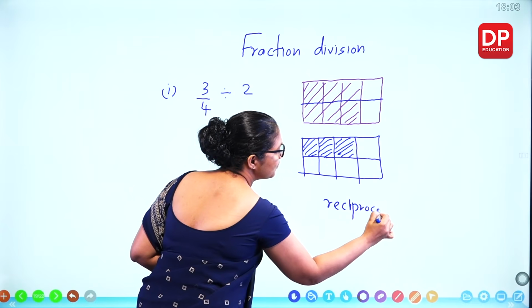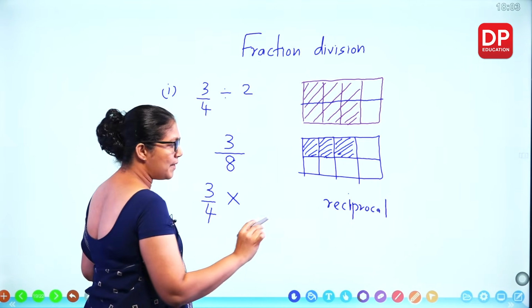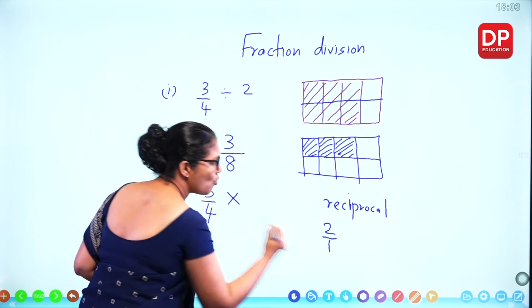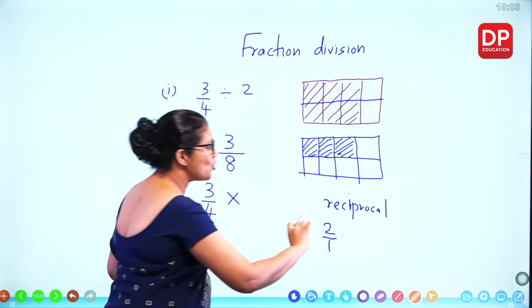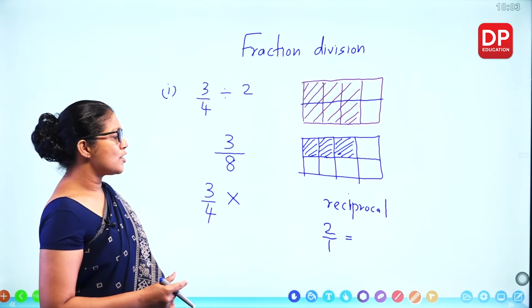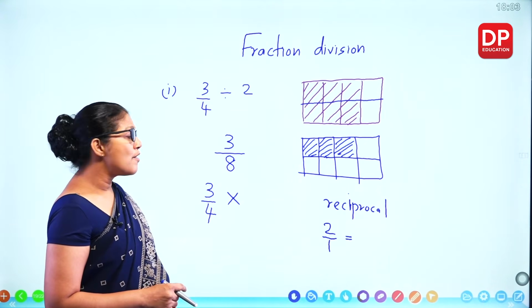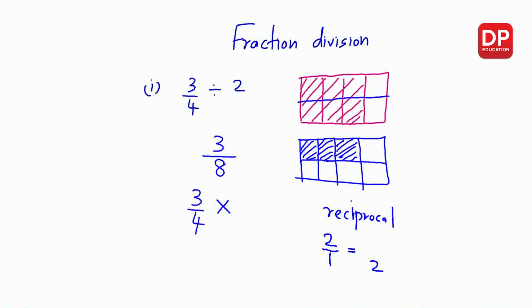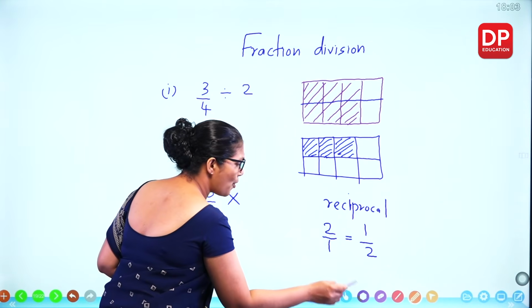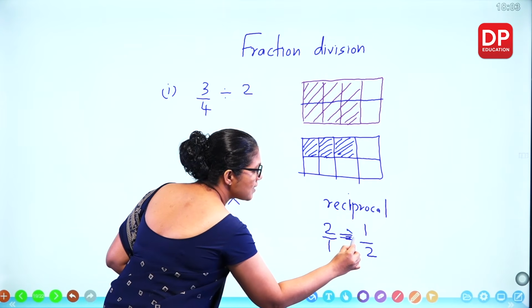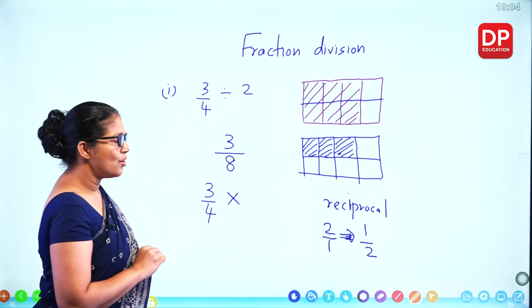Reciprocal. So reciprocal means if you take 2, you can write it as a fraction, 2 over 1. So you switch the numerator to the denominator and the denominator to the numerator, we call that a reciprocal. So 2 goes there, 1 goes to the numerator. What's the reciprocal of 2?